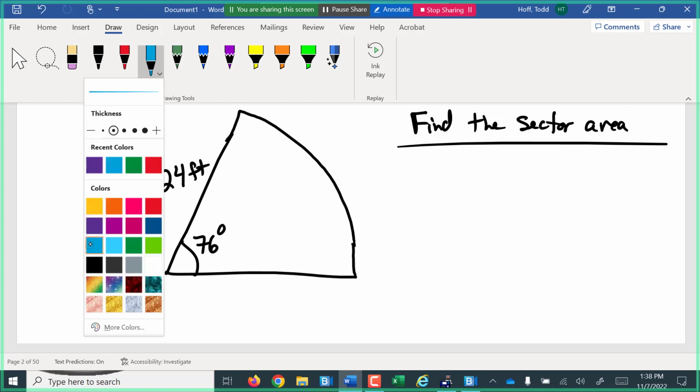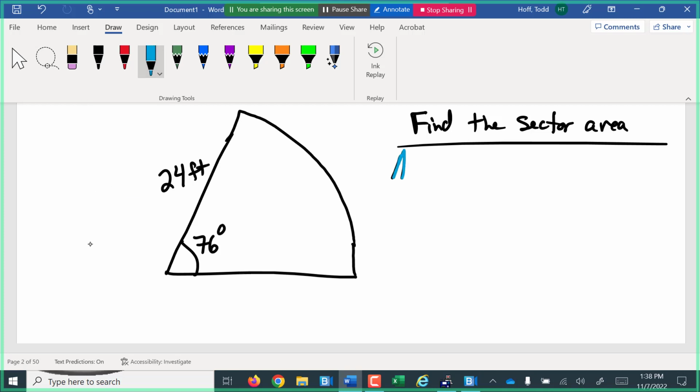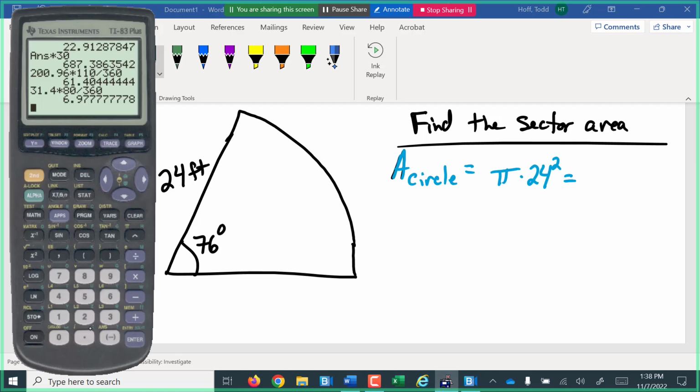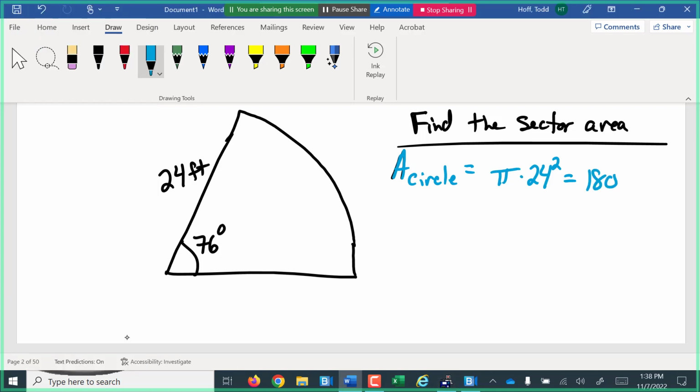So the first step in finding the area of the sector is finding the area of the whole circle, which is going to be pi times what? Radius squared. So that'll be 24 squared. 1,808.64. That's in feet, so this is square feet.